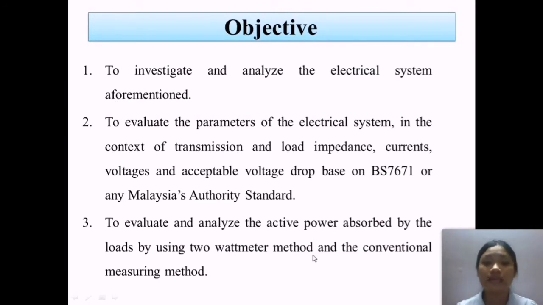Next, we discuss the objectives. In this project, I have three objectives. The first is to investigate and analyze the electrical system formations. The second is to evaluate the parameters of the electrical system in the context of transmission and load impedance, currents, voltage, and acceptable voltage drop based on BS 7671 or any Malaysian authority standard. And the third is to evaluate and analyze the active power absorbed by the load by using the 2-wattmeter method and the conventional measurement method.